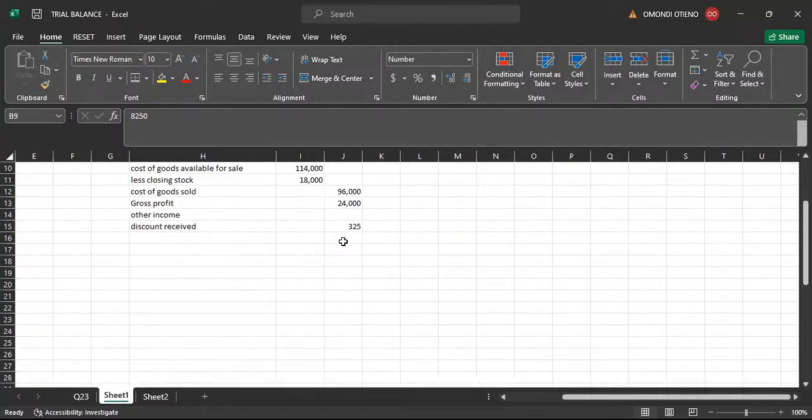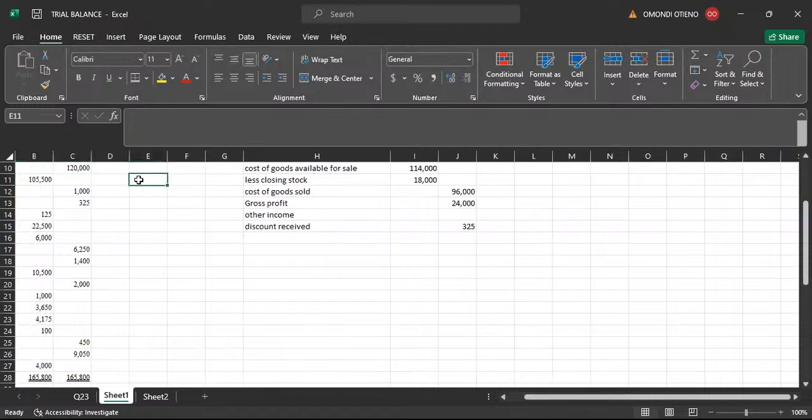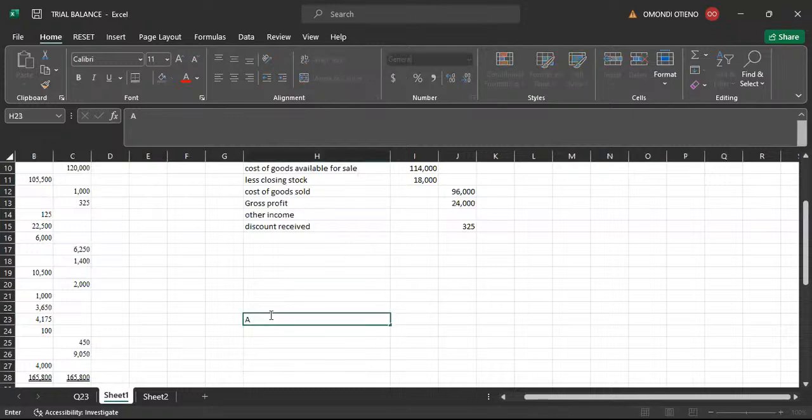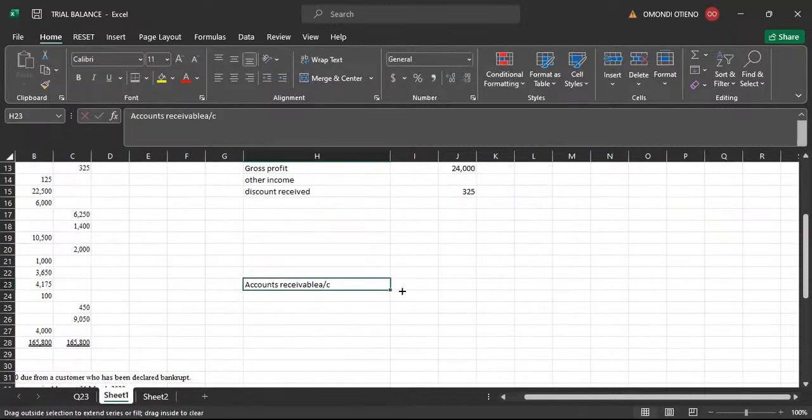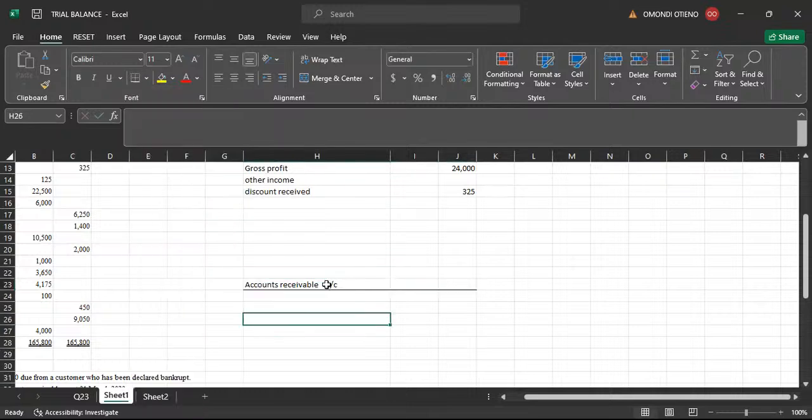Whichever option you pick, you will still be able to calculate that. So I have, let me just do it down here. I have accounts receivable. Let me just have it here.